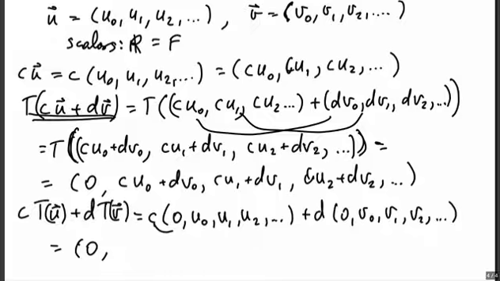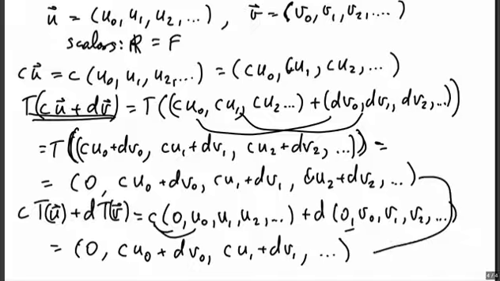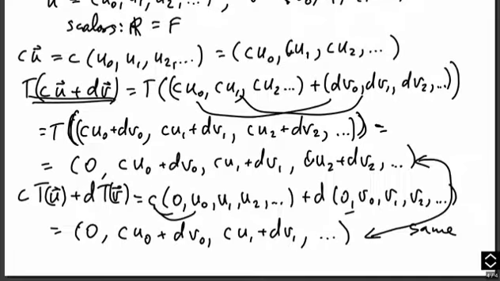But we can do it really in one step. So c times u0, that's the second entry, plus d times v0. Then c times u1 plus d times v1, dot, dot, dot. And then we see that these two are the same, which means that this property 3 is satisfied, and that means that T is linear.